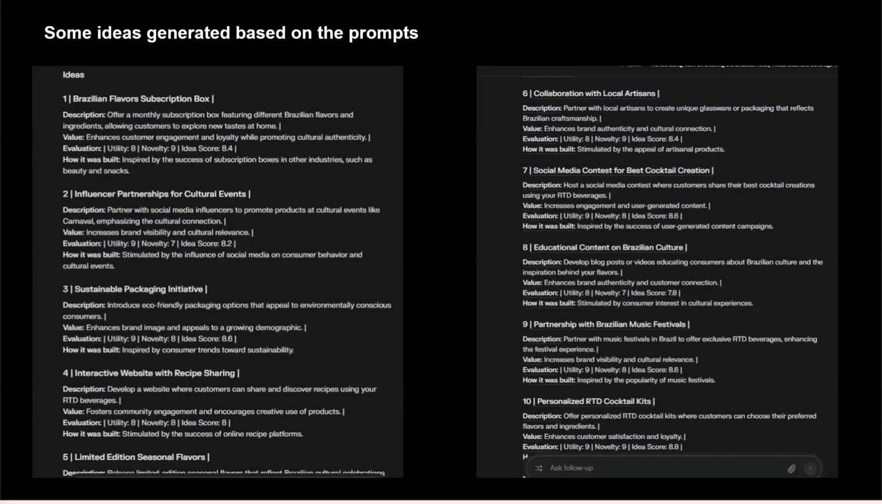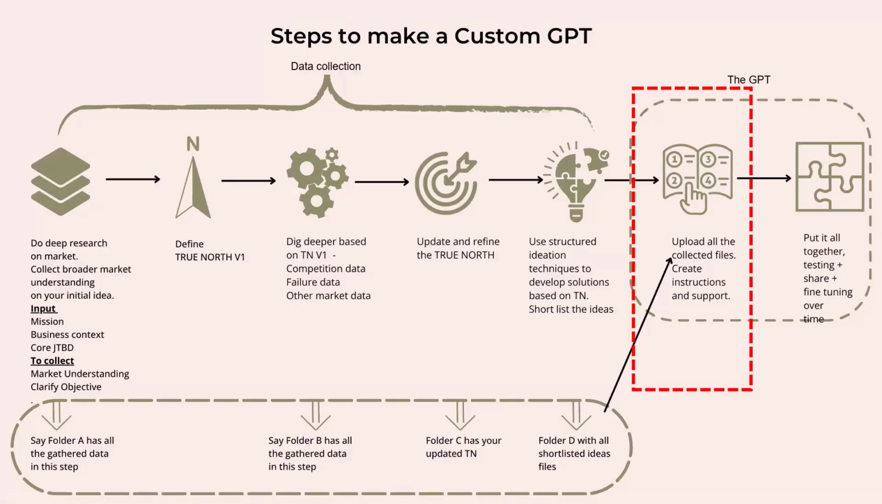So what we have now is a whole bunch of ideas put together, a long list of ideas. It could be hundreds of ideas. It could be thousands of ideas. We take that stuff, we put it together, and we make it available for our GPT.